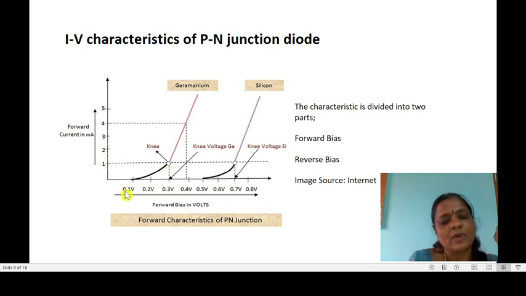That means till point D, there is only a very small increase in the current. When it reaches 0.3, it starts conducting and gives more current. In the same way, if our diode is silicon, it starts conducting after 0.7. So that is why we call 0.3 the knee voltage for germanium and 0.7 the knee voltage for silicon. Let us hope all of you understood the concept of the forward bias.